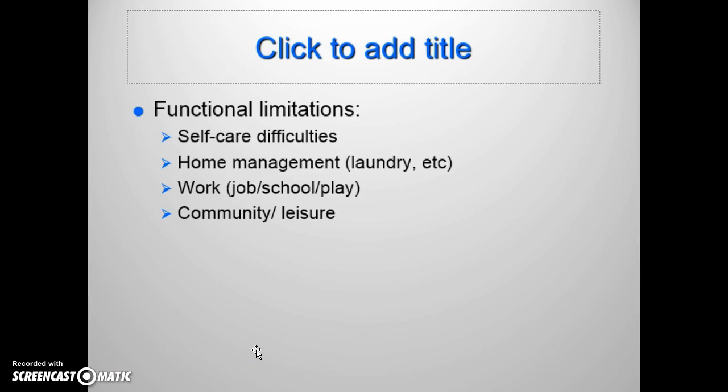Then in terms of functional limitations of people with postural problems, you may see self-care difficulties, difficulties in home management, problems with work, which includes job, school, and play, and problems with community and leisure.